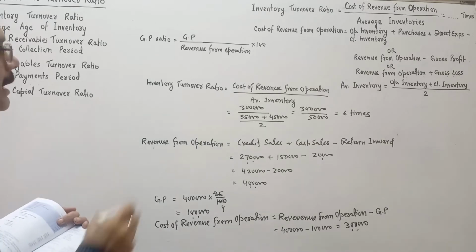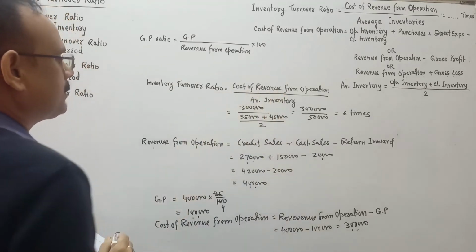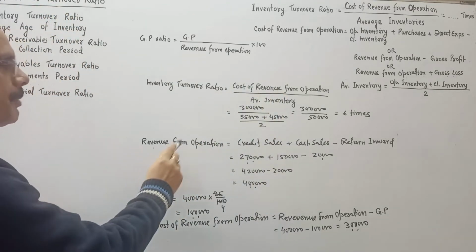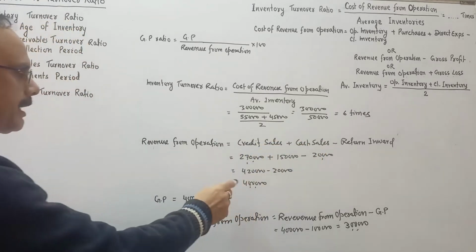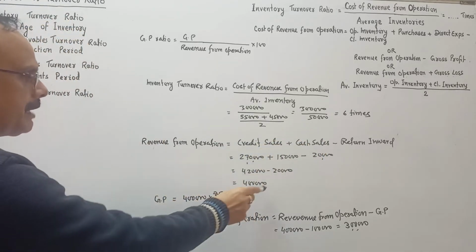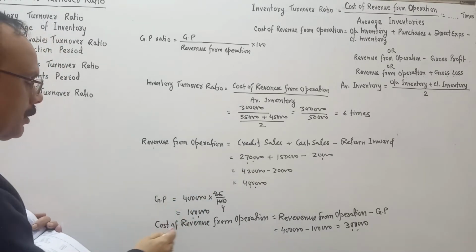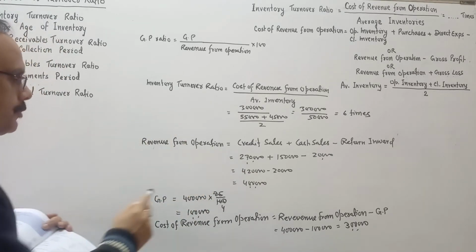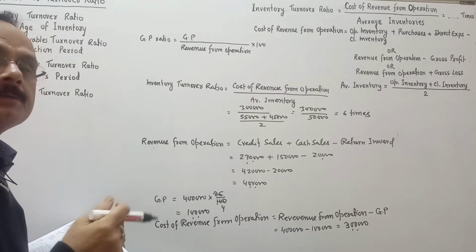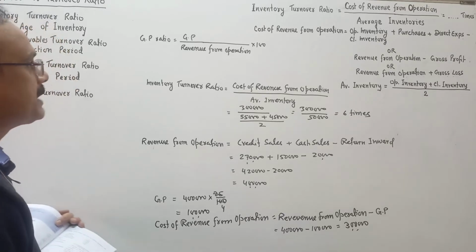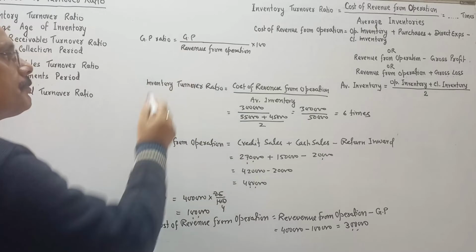So in this question, we need the cost of revenue from operation, but in the question revenue from operation is given. Credit sales plus cash sales minus sales return is your revenue from operation, and from this revenue from operation, if you deduct the gross profit, then you will get the cost of revenue. Gross profit is how much? Gross profit is 25%. 25% of what?